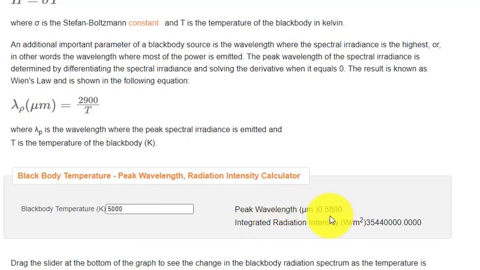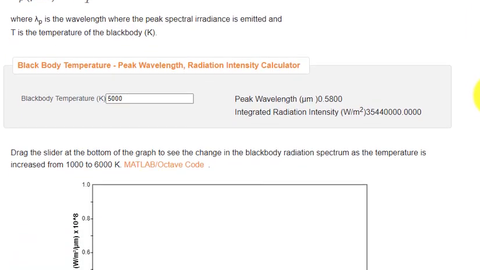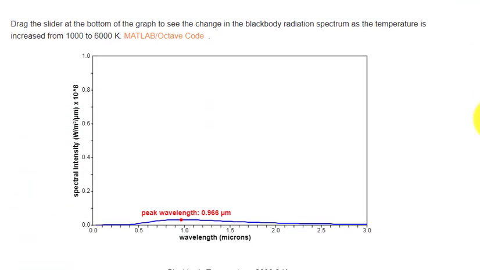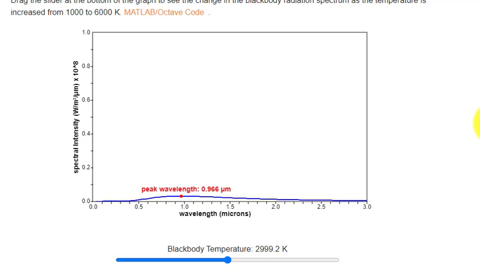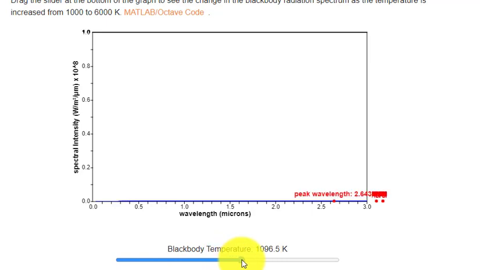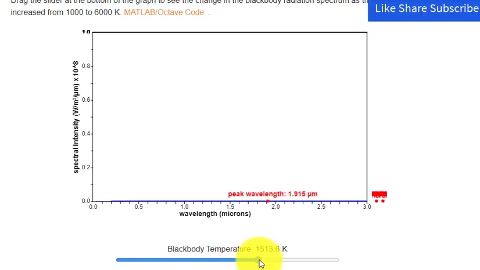The total power density from a blackbody is determined by integrating the spectral irradiance over all wavelengths, which gives the following, where sigma is the Stefan-Boltzmann constant and T is the temperature of the blackbody in Kelvin. An additional important parameter of a blackbody source is the wavelength where the spectral irradiance is the highest, or, in other words, the wavelength where most of the power is emitted.